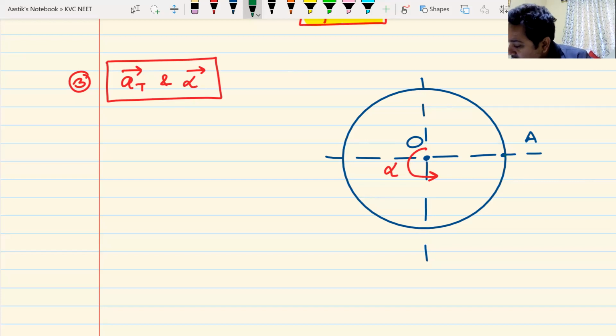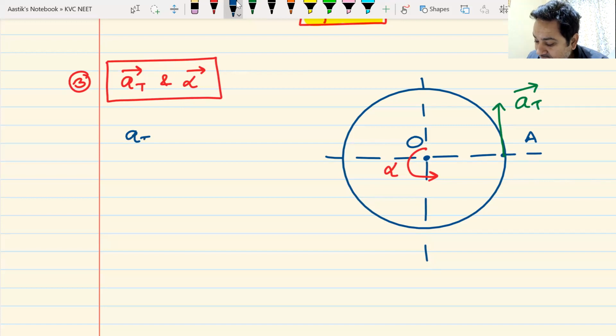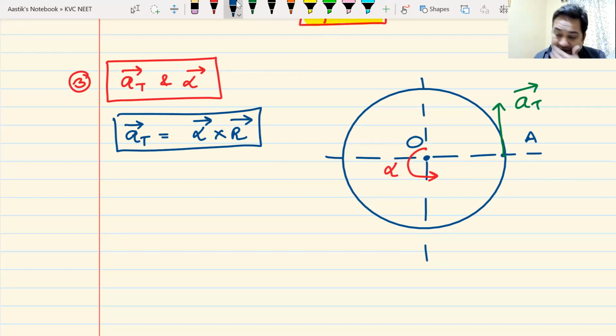So it is like this. Tangential acceleration will be going like this. It is exactly similar to the relation between omega and v. And now I can write this relation. At, tangential acceleration, will be equal to alpha cross r. It is exactly similar to the relation that we had seen in equation number 1, the vector equation between Vt and omega. It looks like this.